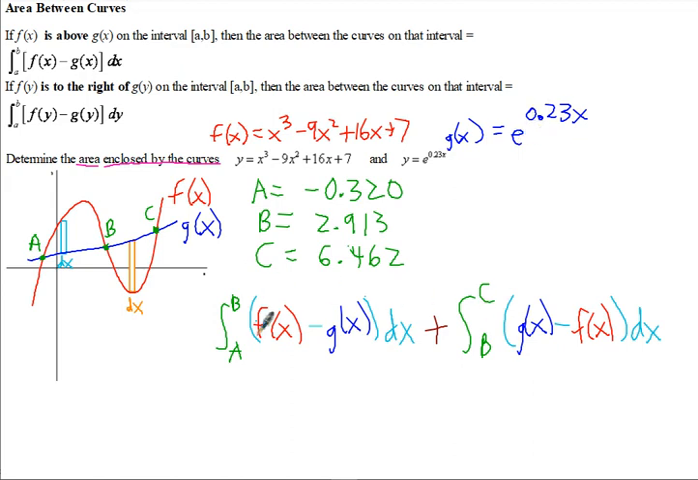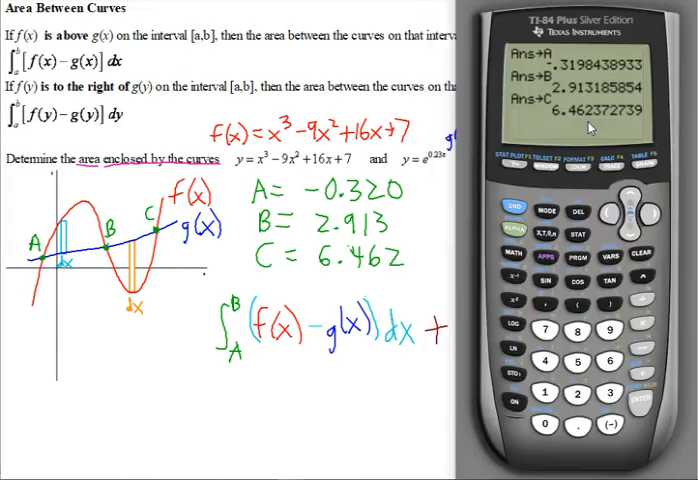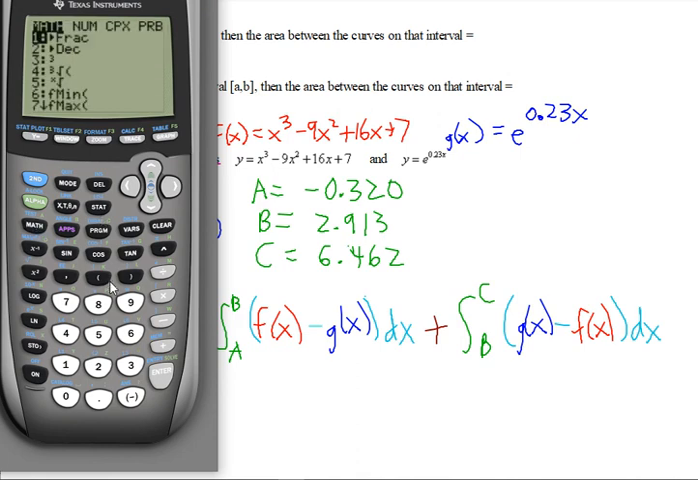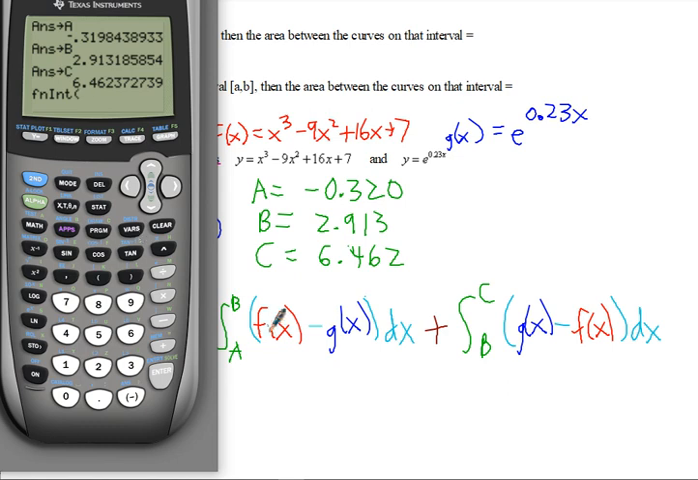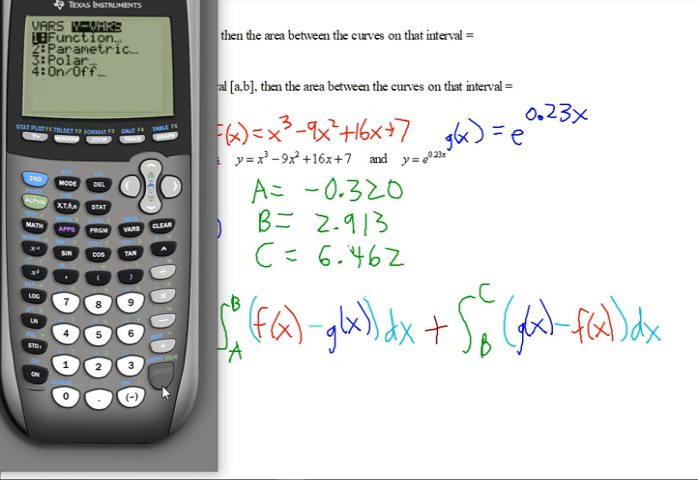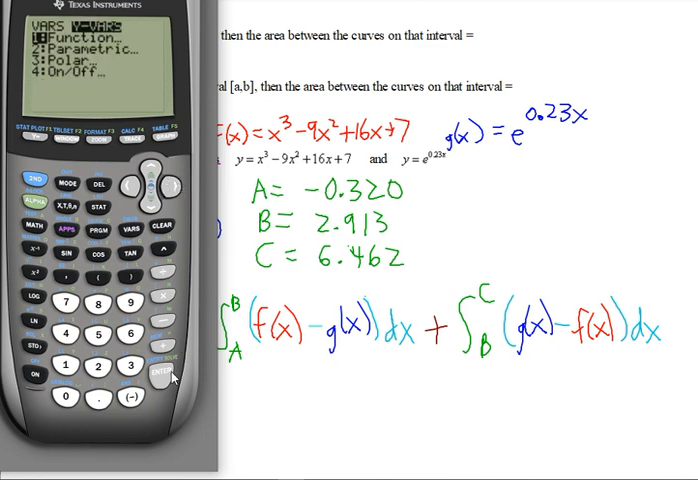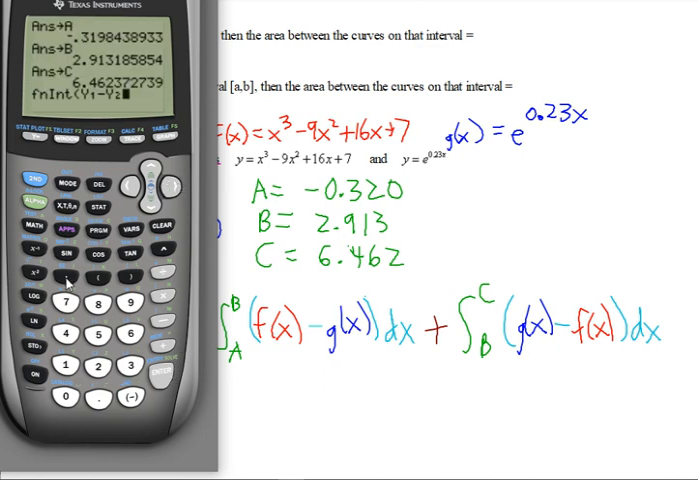And finally, we just have to put this in our calculator, see what we get for the area. So here we can go math, number 9, function integrate. So on this one, this is f of x minus g of x, which is y1 minus y2, so vars, right arrow, y variables, y1 minus vars, y variables, number 1 function, y2, comma, x, comma, lower limit alpha A, comma, upper limit alpha B. So that closed parenthesis will give us the area of that first enclosed region.